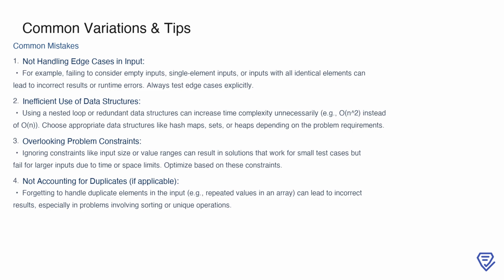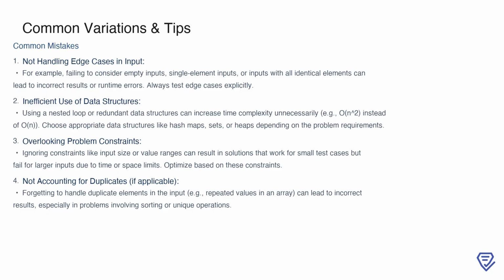Another pitfall is the inefficient use of data structures. If you rely on nested loops or redundant structures, you could accidentally increase the time complexity of your solution, turning something that could run in O(n) into O(n squared). Choosing the right tool, such as a hash map, set, or heap, is critical to achieving efficiency. Additionally, overlooking problem constraints like input size or value ranges can lead to solutions that perform well on small test cases but time out or exceed memory limits on larger inputs.